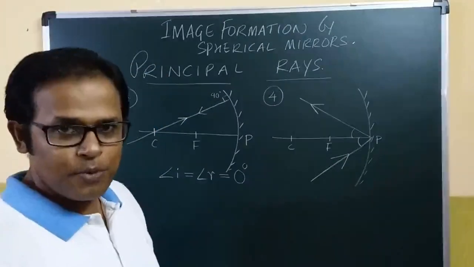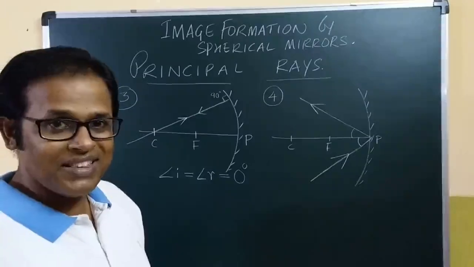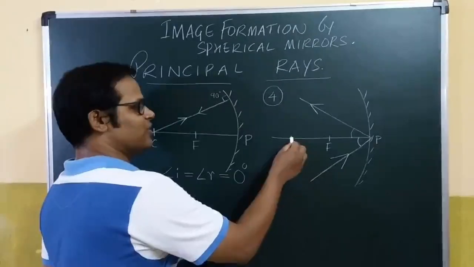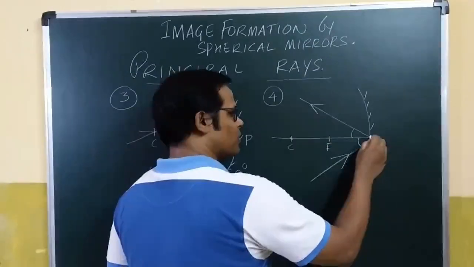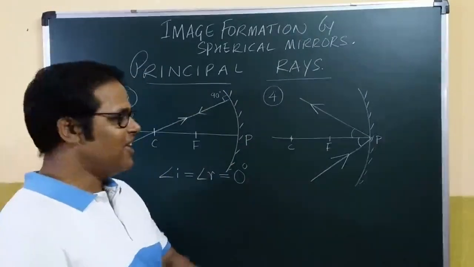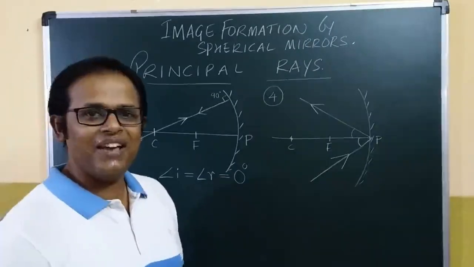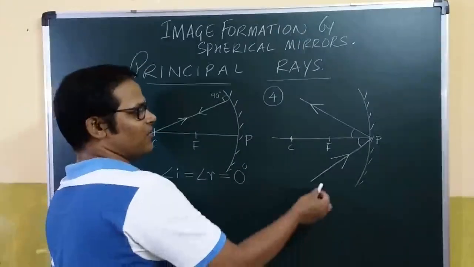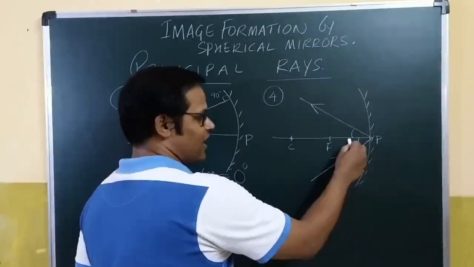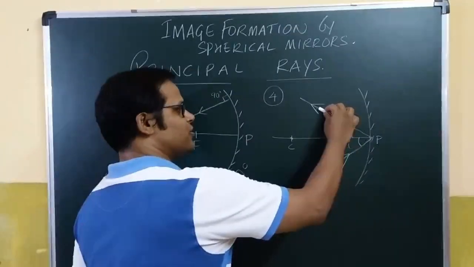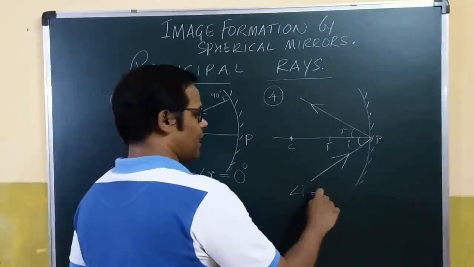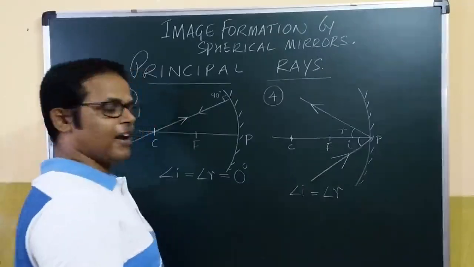So my dear students, I suppose you should be able to find out where the normal is in this diagram. Absolutely. Because any line passing right through the center of curvature and passing right through the point of incidence in this case has to be the normal. So in the fourth principal ray, the principal axis itself behaves like the normal. So the angle of incidence is the angle between the incident ray and the normal. So this is your angle of incidence, and the angle between the reflected ray and the normal has to be the angle of reflection. In this case also you'll find angle i is equal to angle r.